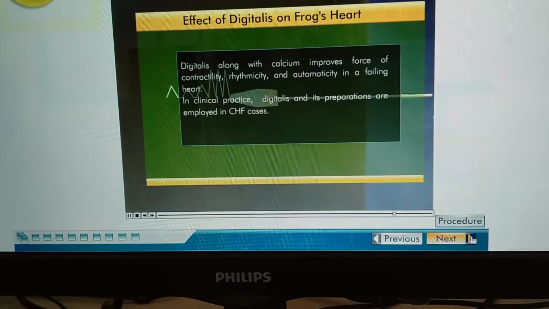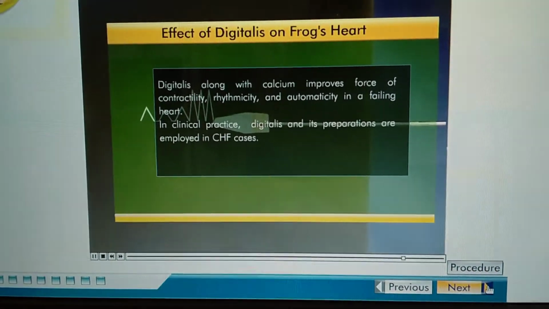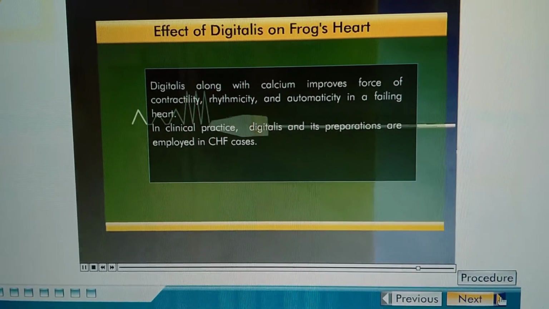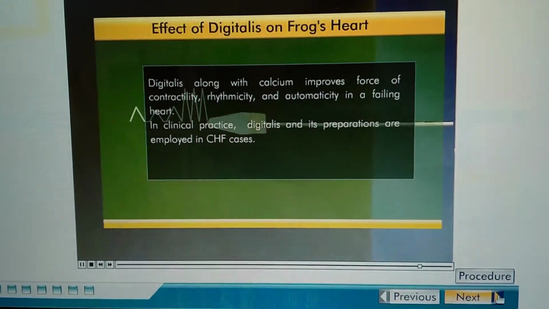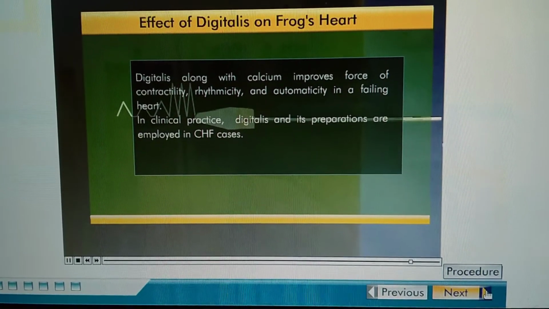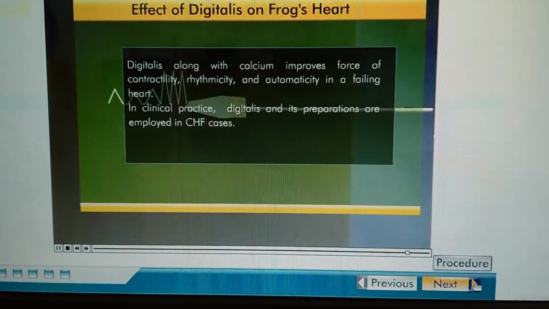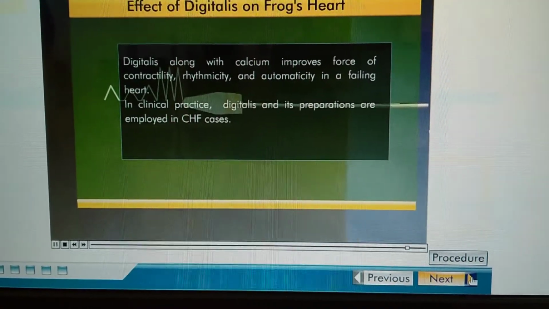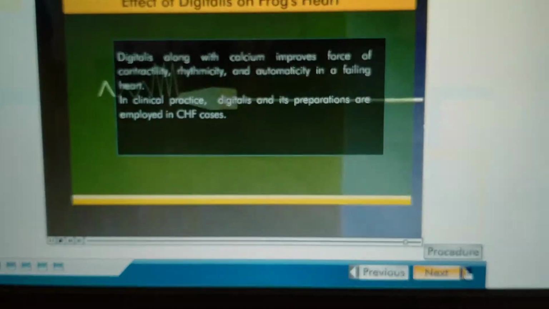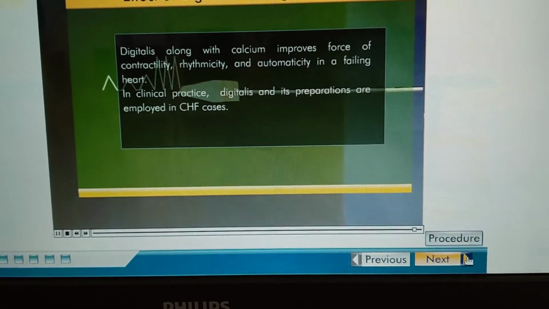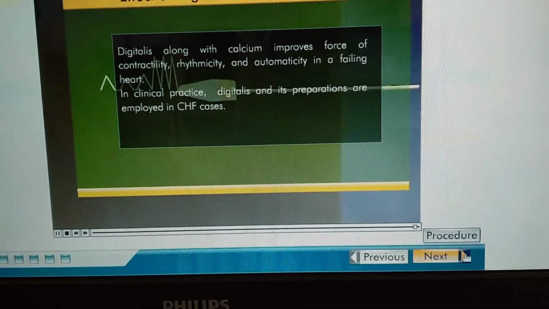From these observations, we can say that Digitalis along with calcium improves force of contractility, rhythmicity and automaticity in a failing heart. In clinical practice, Digitalis and its preparations are employed in CHF cases.